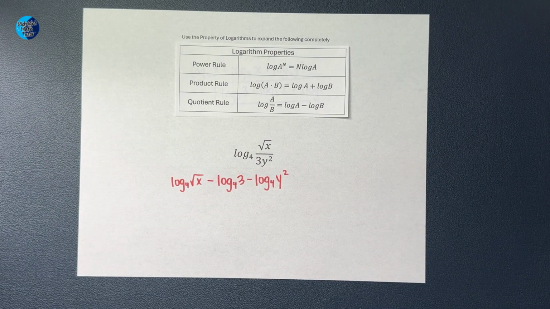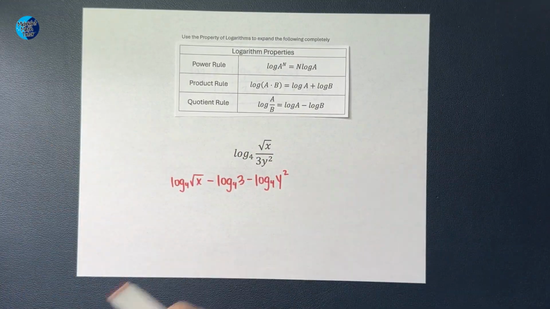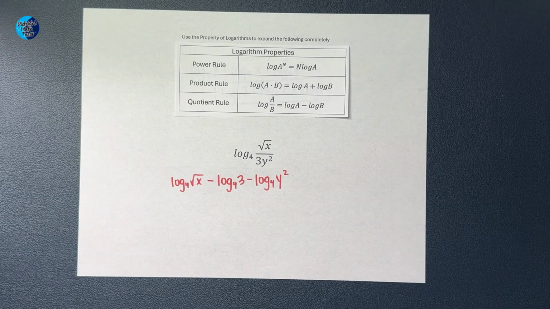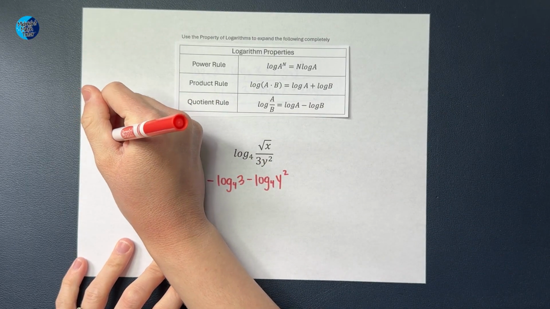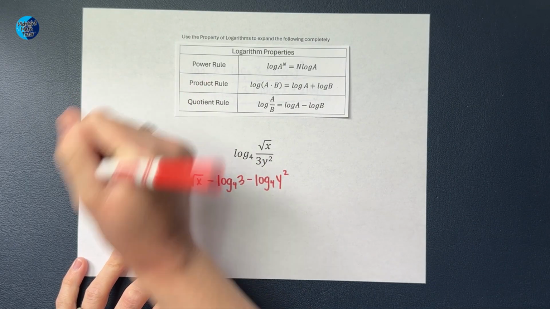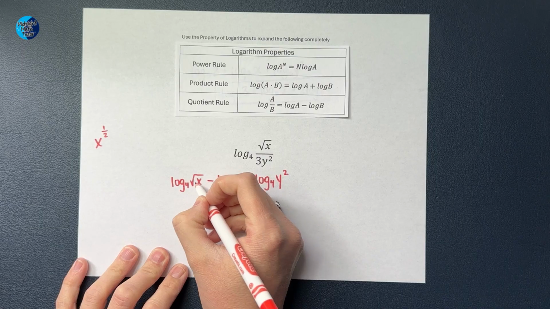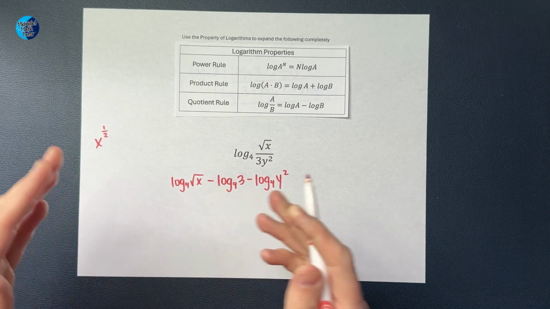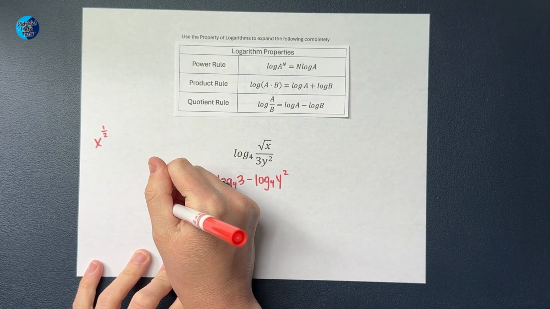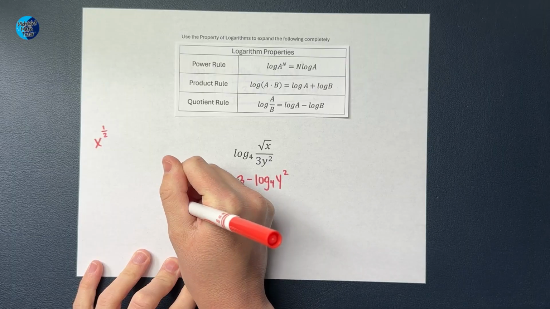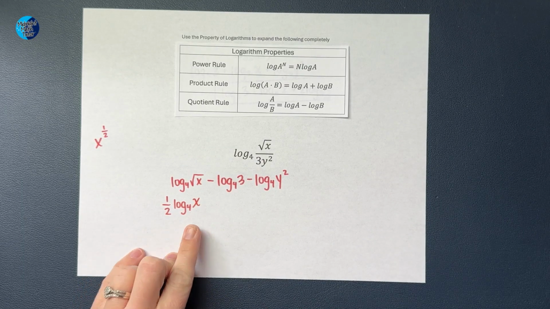Now there's two other things I can do. I don't want this square root here. I can simplify or expand that, and also this squared. So quick review, the square root of x is the same as x to the power of 1/2. If you need a review on that, I'll link a video in the corner. But this could be written as x to the power of 1/2. So then, following my power rule, I can go ahead and pull that 1/2 out front. So I have 1/2 log base 4 of x.